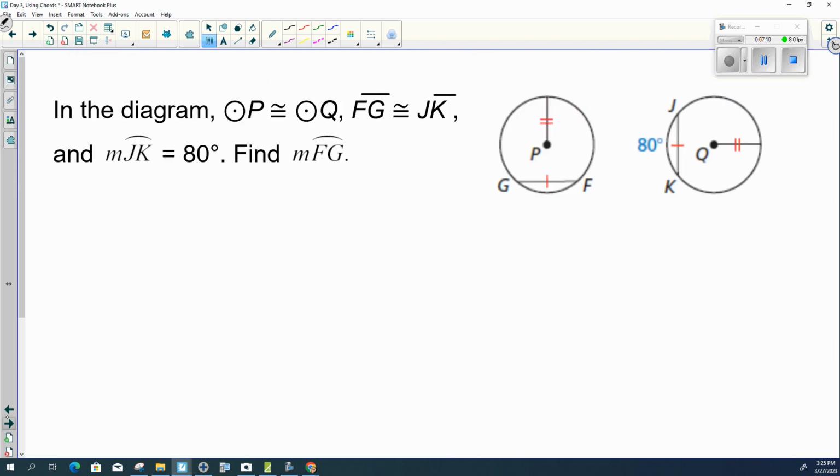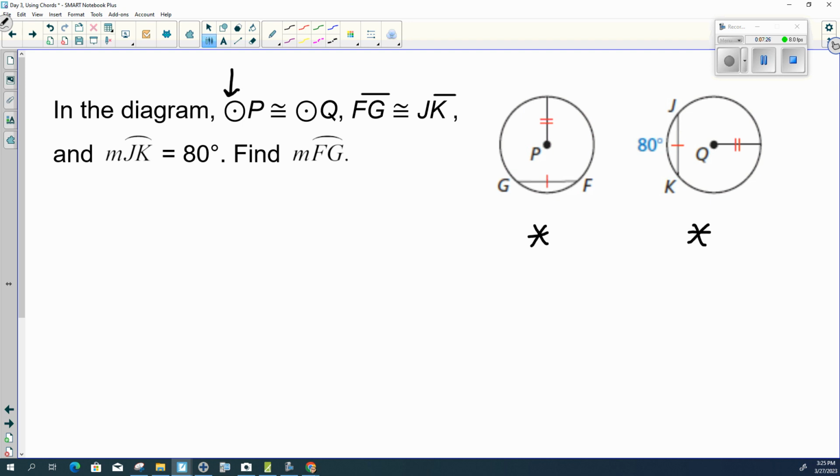Okay, so how are we going to use that? Here is one way. So we've got these circles. And remember, when you see this, you read it in the diagram, circle P, so it's talking about this one, we're named off of our center, is congruent to circle Q.